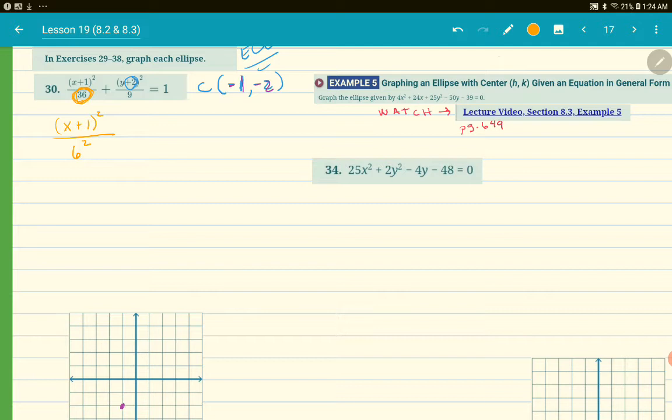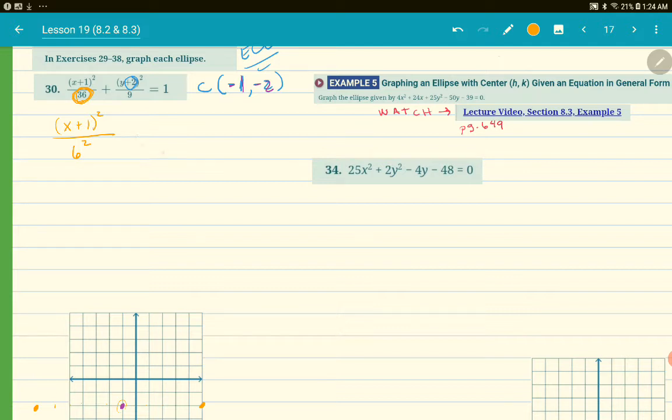So starting at the center, I go 6 units to the right, 1, 2, 3, 4, 5, 6. And I go 6 units left, 1, 2, 3, 4, I'll have to estimate there, 5, 6. And those are my vertices in the horizontal direction. So graphically, that's how I do it.